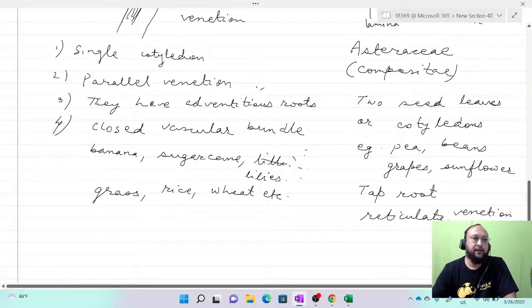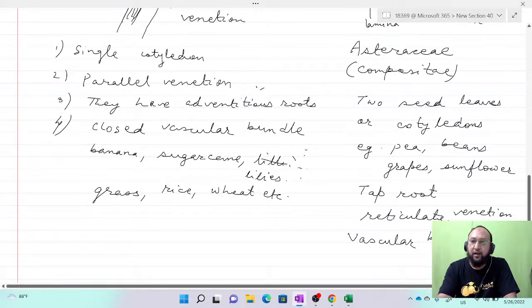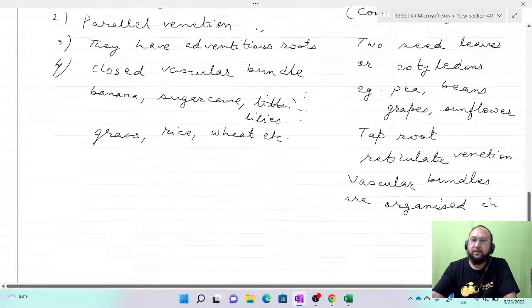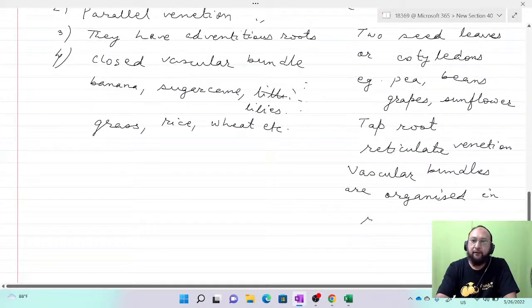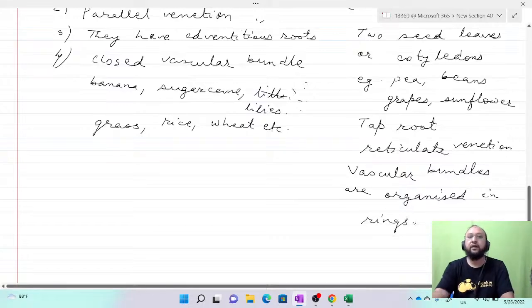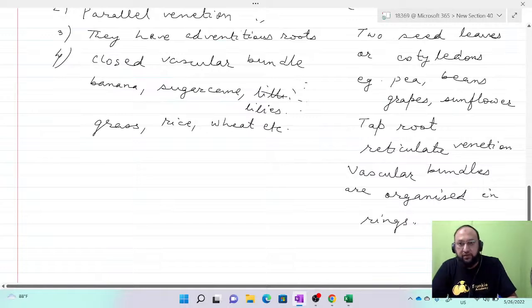Okay, then vascular bundles are organized in rings. Okay, so that means these are the differences between monocotyledonous and dicotyledonous plants.